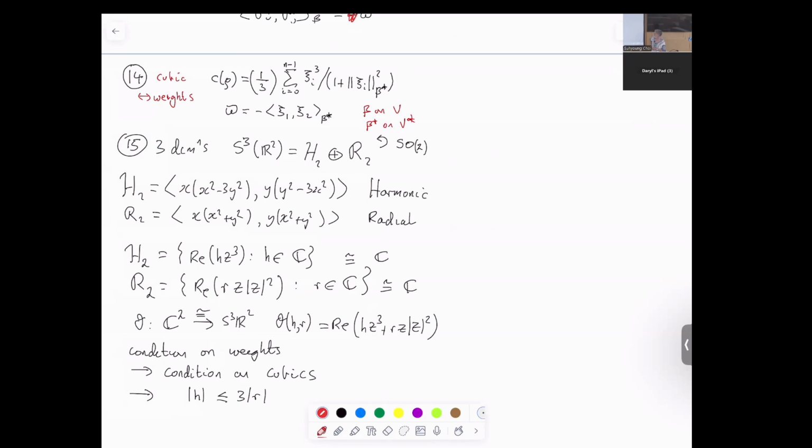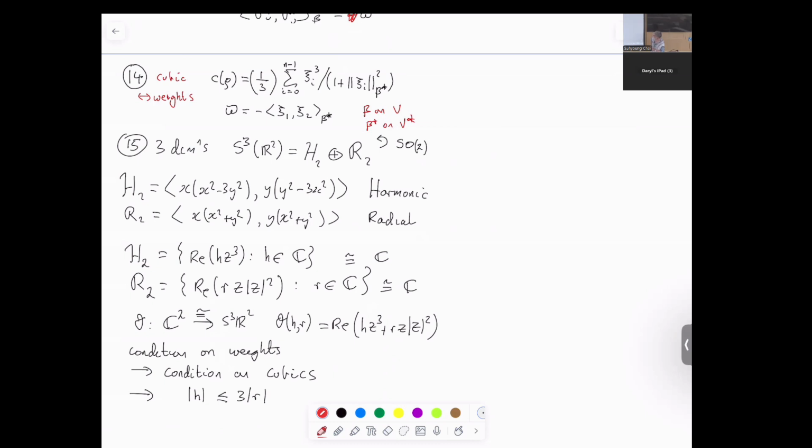So it's got basis x cubed, x squared y, x y squared, y cubed. It's a vector space of dimension 4. That vector space of dimension 4 is a direct sum of two two-dimensional vector spaces, the harmonic polynomials and the radial polynomials. This is a decomposition that's preserved by the action of SO(2). The harmonic polynomials is a vector space spanned by these two polynomials. The radial polynomials, a vector space spanned by these two.